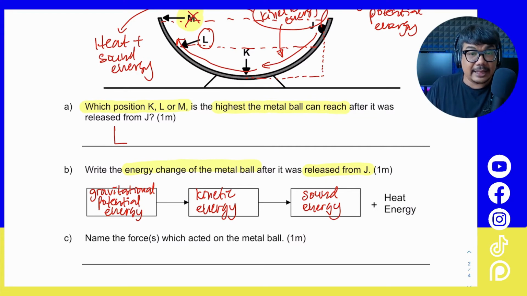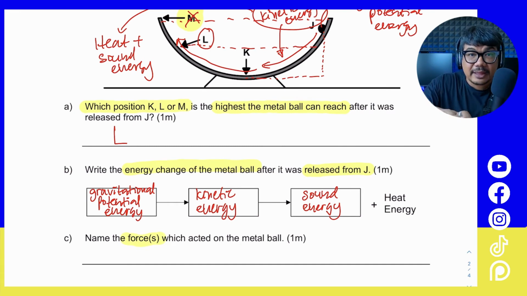And then question C. Name the force or forces which acted on the metal ball. Some of you might be saying, but this is a question from force. Why is it together with energy? Now, many a time you will notice that questions that involve energy would have forces included in them as well. So just be very clear about which topic they are actually asking for. Here it is lucky that they actually mentioned the word force.